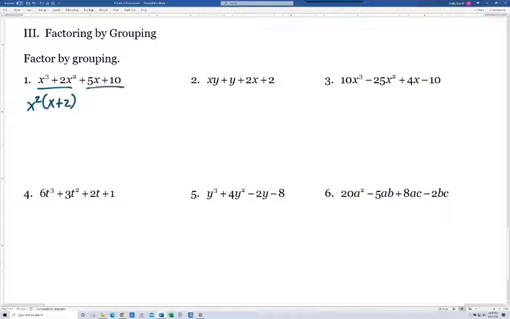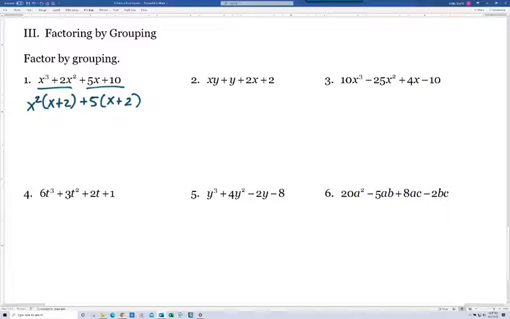Now we look at the second two terms, and we're going to group those. If we factor out the GCF here, it would be 5. And it would be 5 times x plus 2. Now, that 5 should be positive, so we want to put a plus in between here. And so now what we have is something that's equivalent to the previous line, but now we've factored out the GCF in the first two terms and the last two terms.